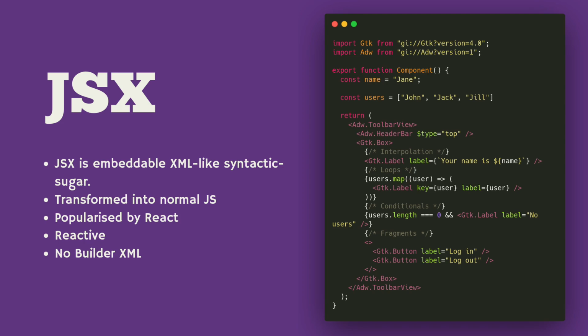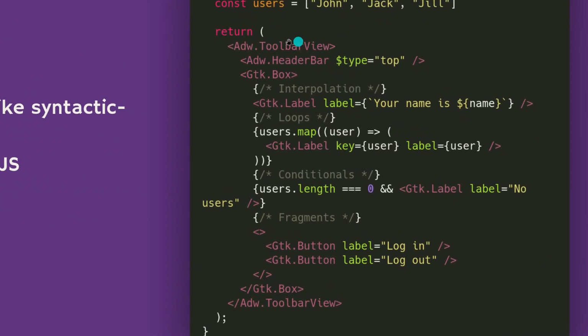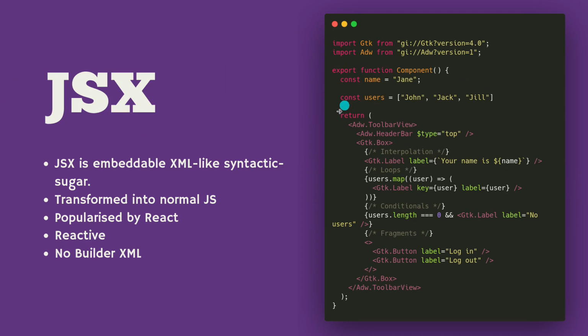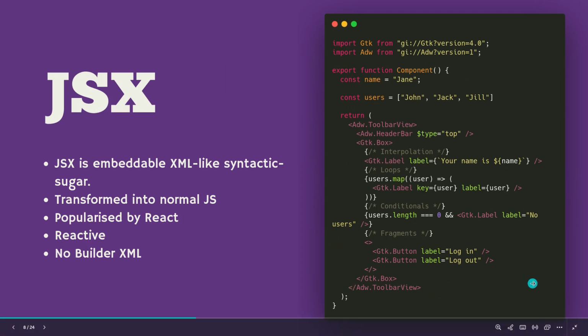Firstly, when you write an application with Pichi, you get support for JSX. JSX is this syntax where you can use XML-like structures to write your widget tree. Here you can see, for example, how I wrote a widget tree for a toolbar view with a header bar and a GTK box. This is the syntax that allows you to write it. It's called JSX. At the end, when we compile this application, it will be written into normal JavaScript. So this acts like syntactic sugar so that you can write your user interfaces faster.